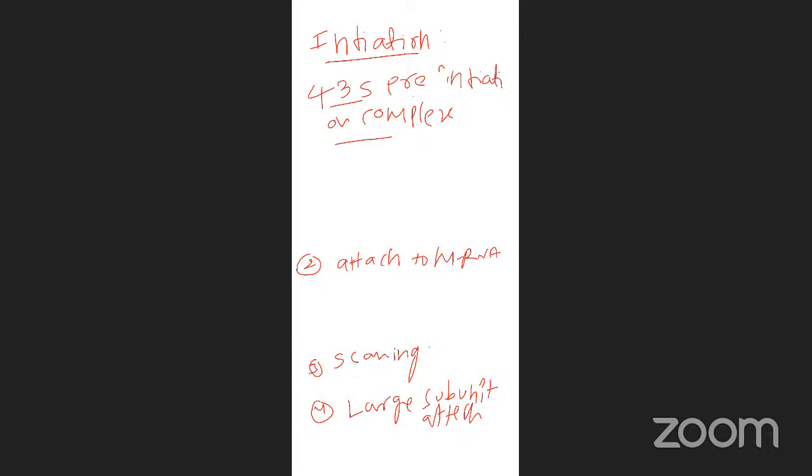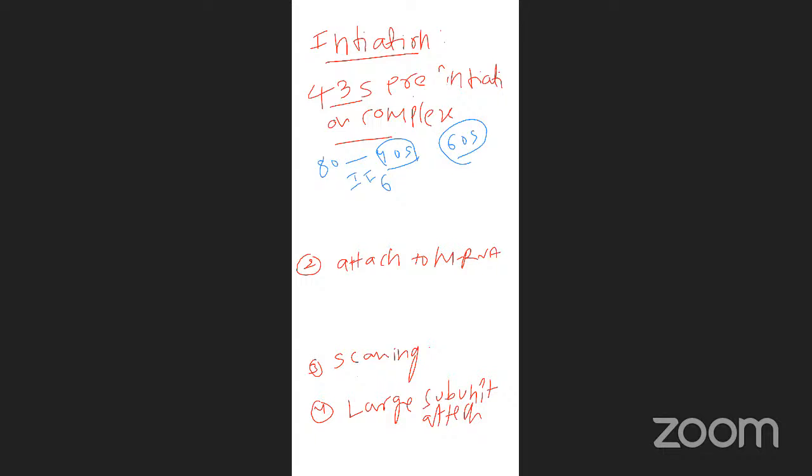So first, the 80S ribosome dissociates into the 40S and 60S subunits. This is carried out by initiation factor 6. With the help of initiation factor 6, the 80S ribosome is dissociated into the 40S small subunit and the 60S large subunit. Right? Next step.